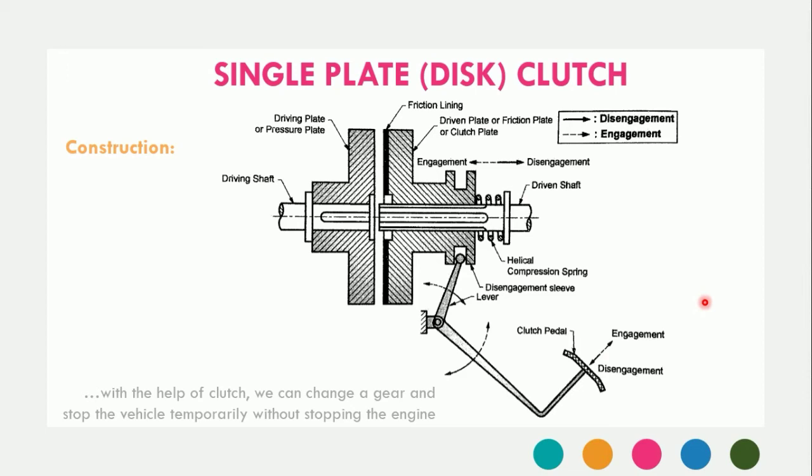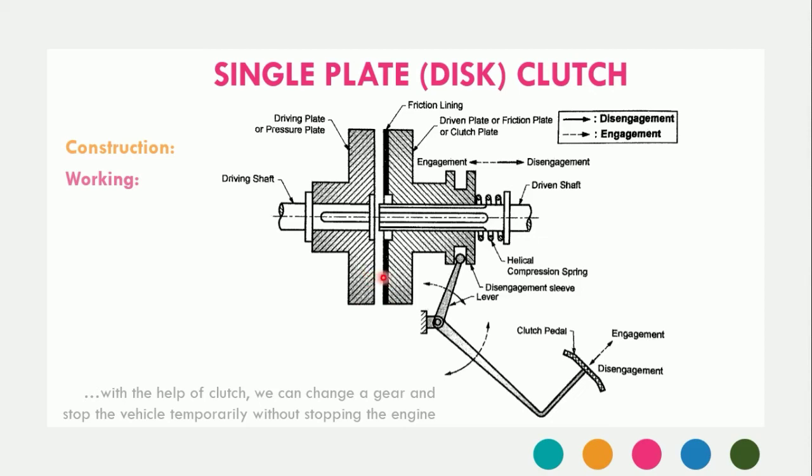Further, move on to its working. Whatever picture is on your screen is the disengagement position of your single plate clutch. It means your clutch pedal right now is in a pressed condition. But consider that the clutch pedal position is up, and we are not applying any force on it. In that condition, you completely have the engagement of these two plates.